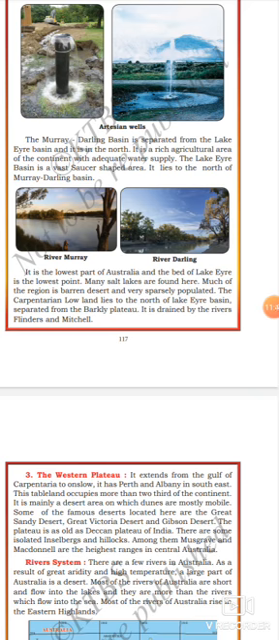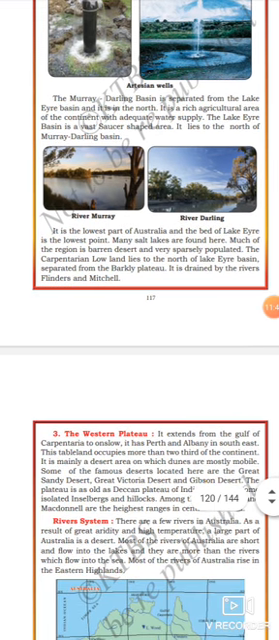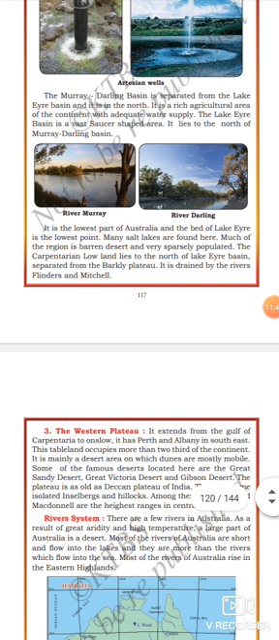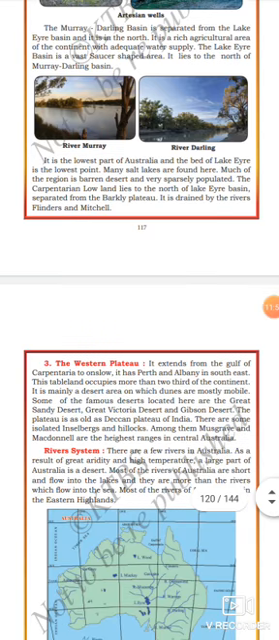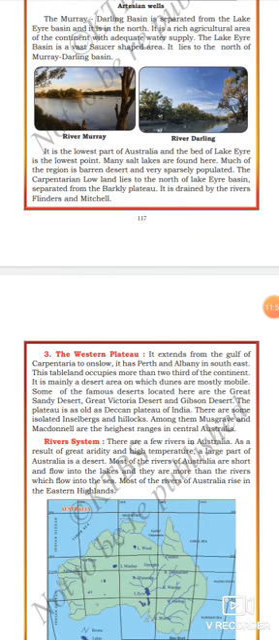Got it? The Lake Eyre Basin has which shape? It has a saucer-shaped area. The Lake Eyre Basin has a vast saucer-shaped area. Got it? Got it, dear students? See, observe the picture, River Murray and River Darling. They give a picture on page number 117.